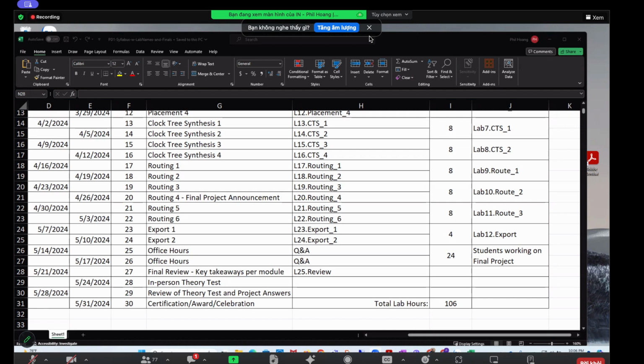I can see in the syllabus 26 we have the final project announcement. Should we start working on the project by that time or wait until 14.5?